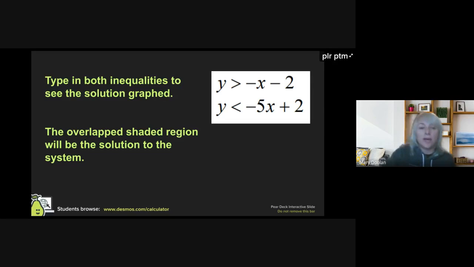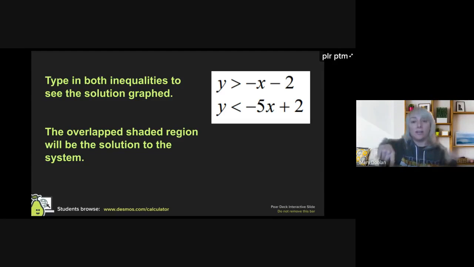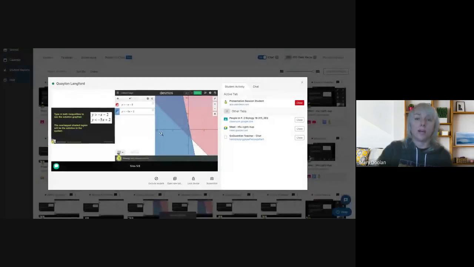When you do that, you're going to see a red half plane and a blue half plane. There's one specific area where the two half planes overlap. That whole double shaded area is going to be the solution to your system. I could show you real quick.